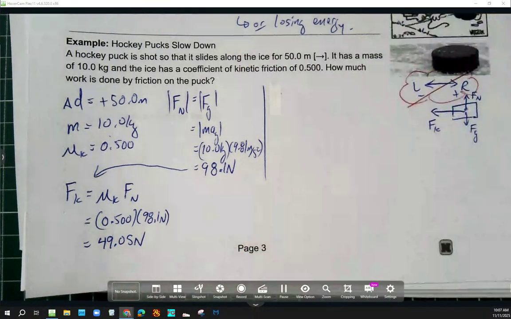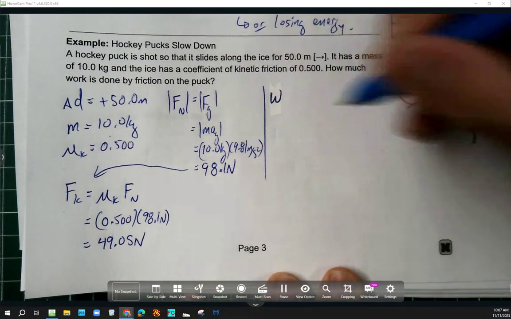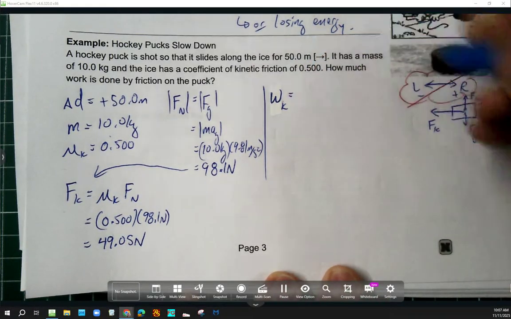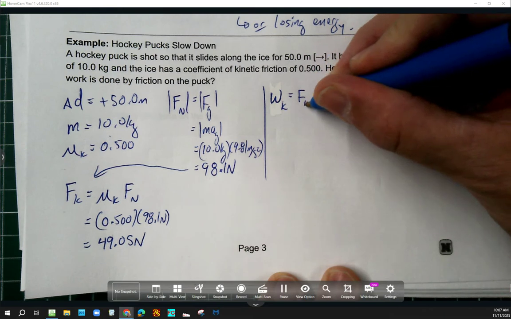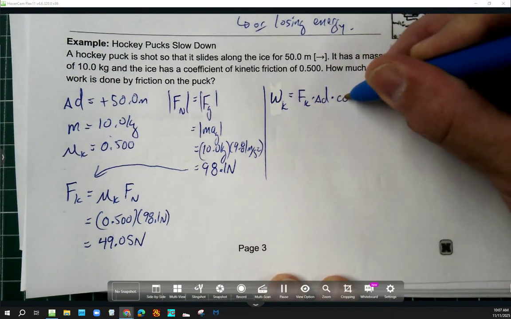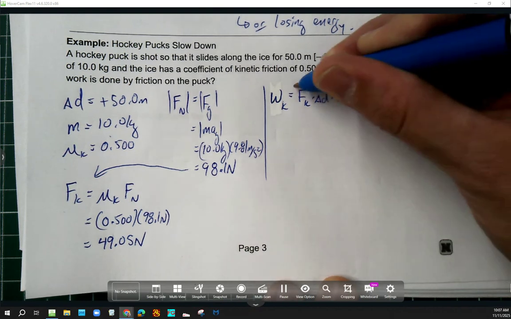I meant to write a W. So the work that's done by kinetic friction here is going to be Fk, the force of kinetic friction, times the displacement, times cosine of the angle between those two vectors.